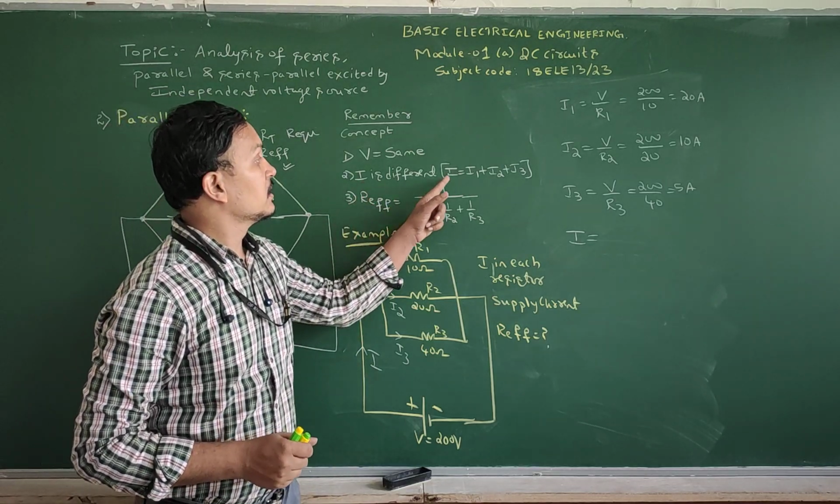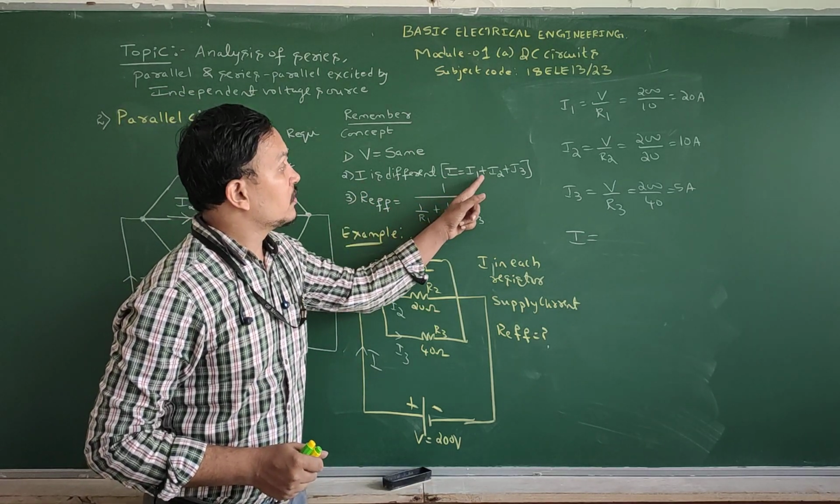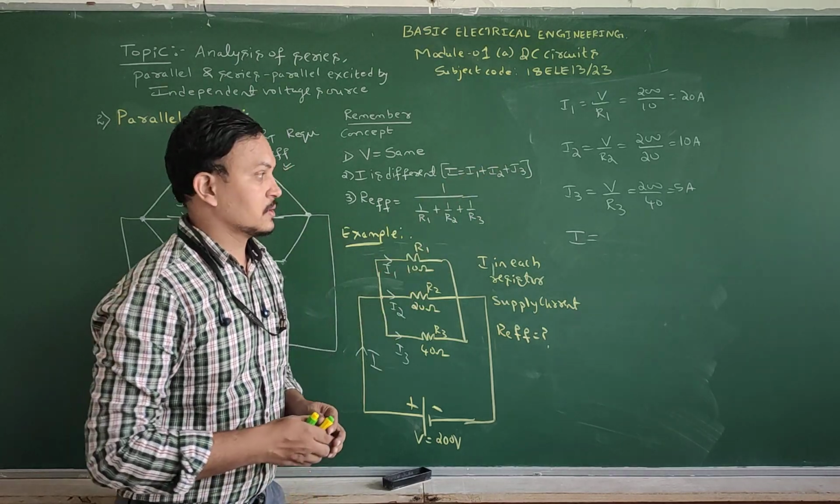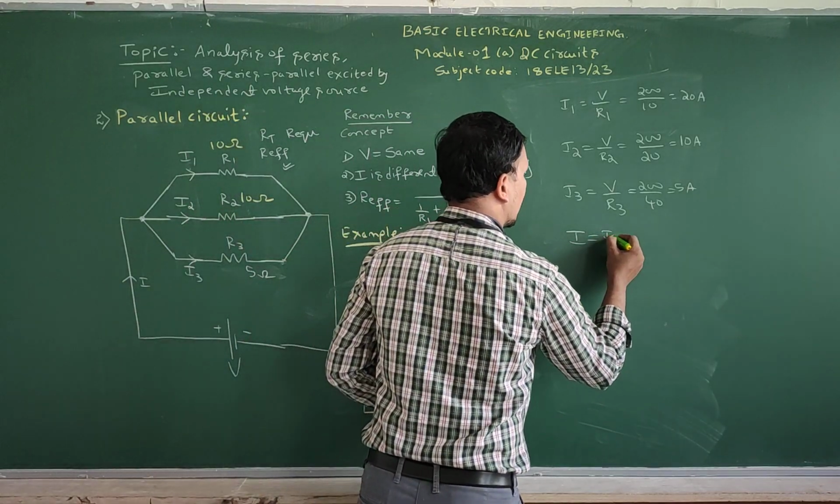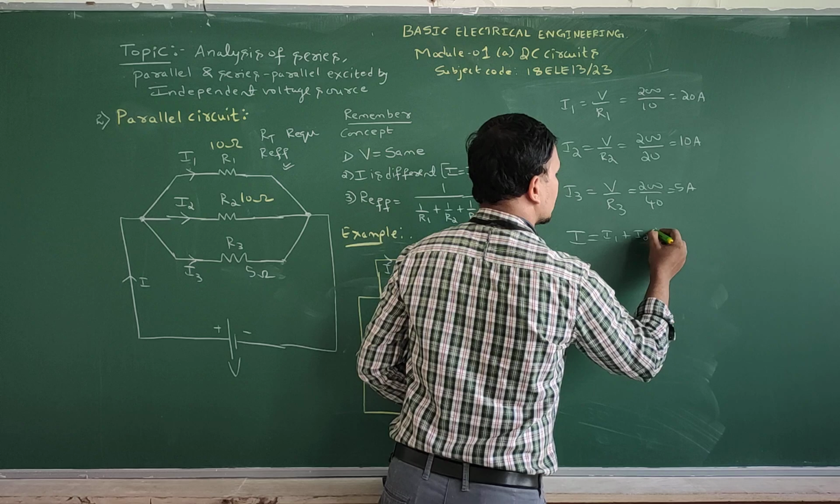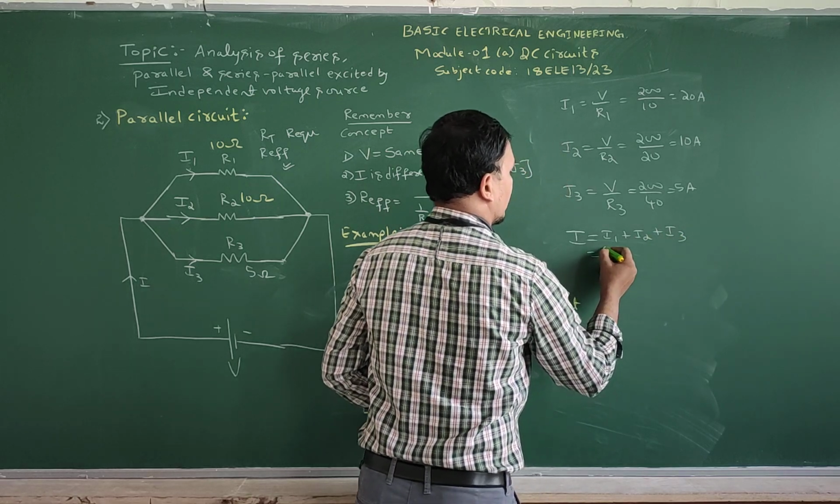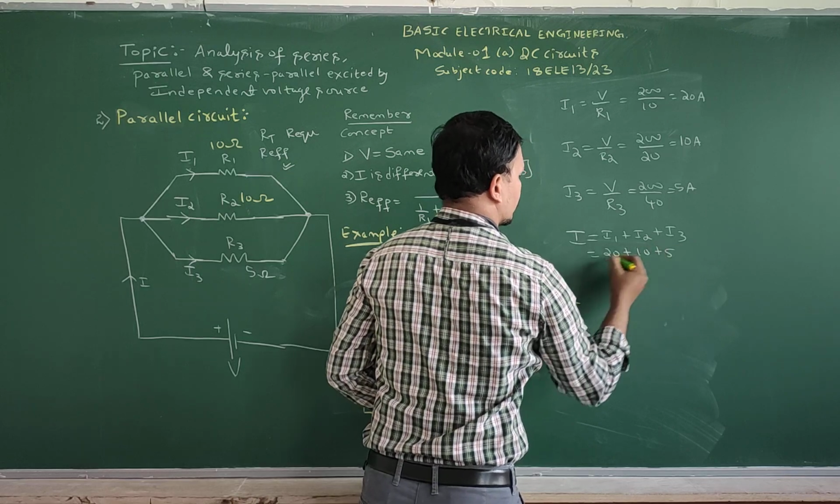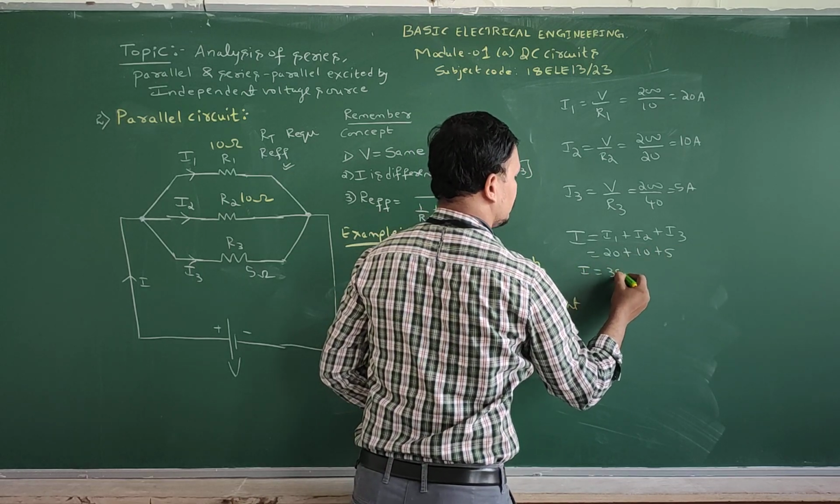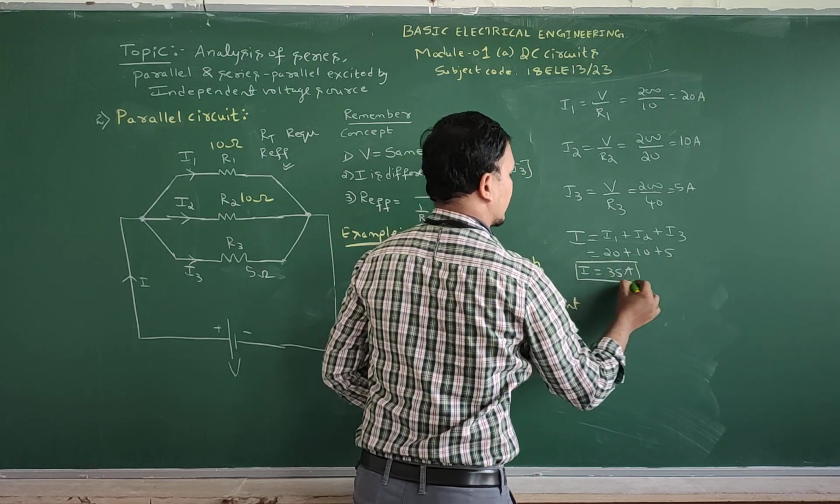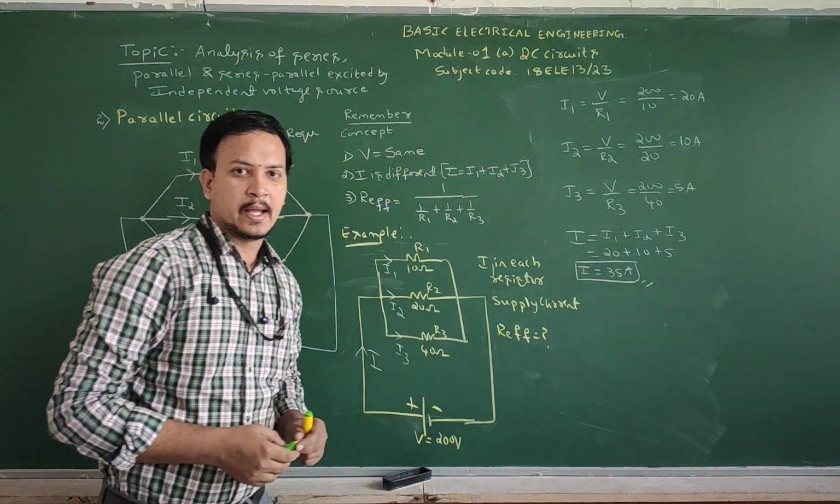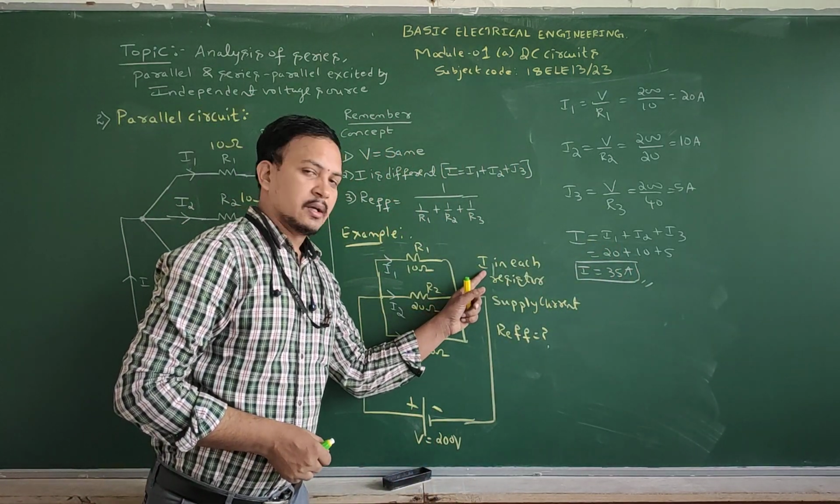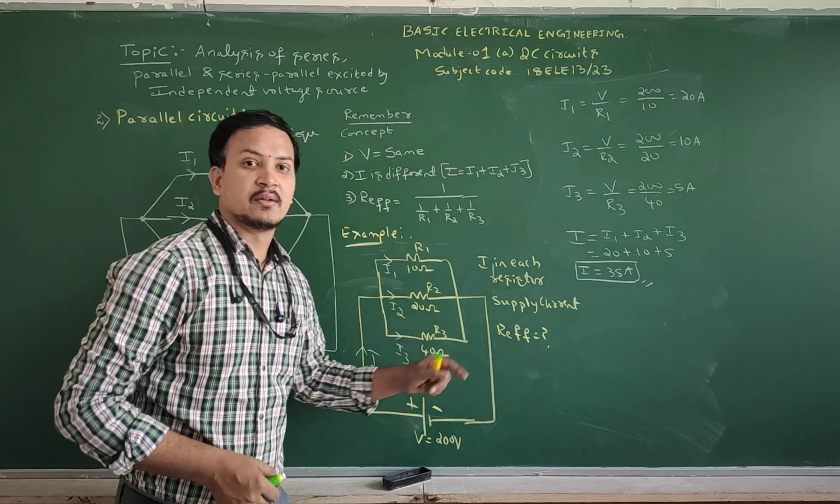So therefore, in parallel circuit, what is the supply current? Supply current is equal to the sum of individual branch currents. Therefore, I is equal to I1 plus I2 plus I3. So 20 plus 10 plus 5, add all these currents. So therefore, we got supply current 35 amperes. So we got current in each resistor, supply current, then effective resistance.